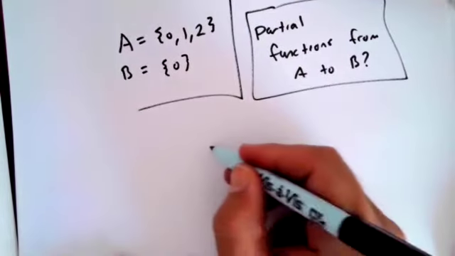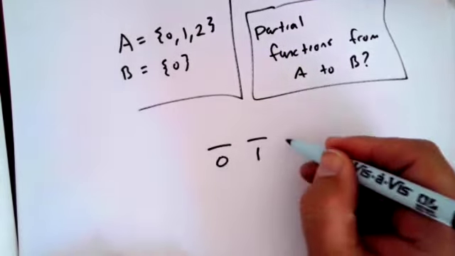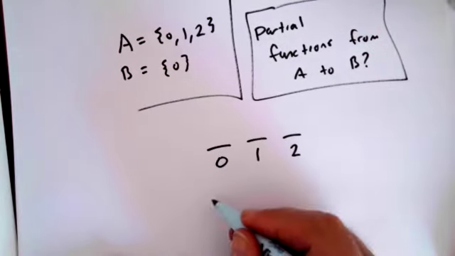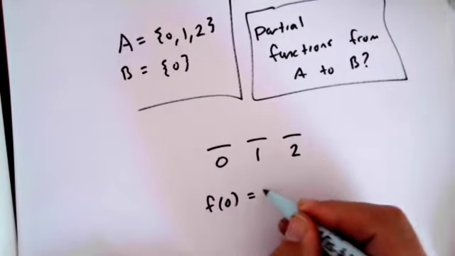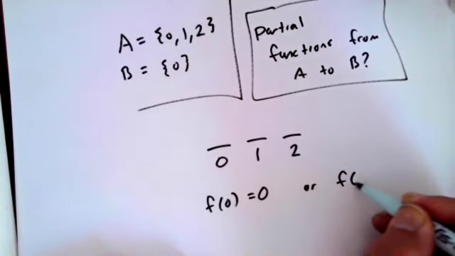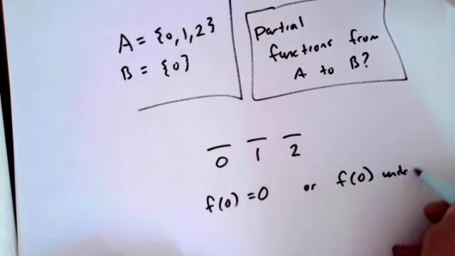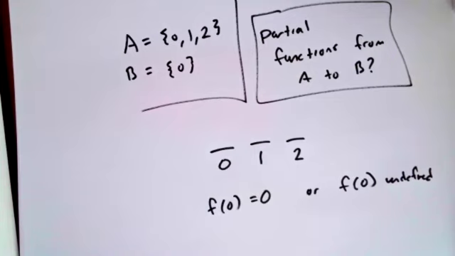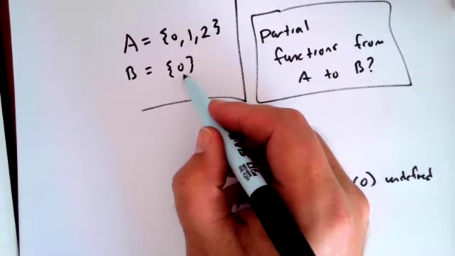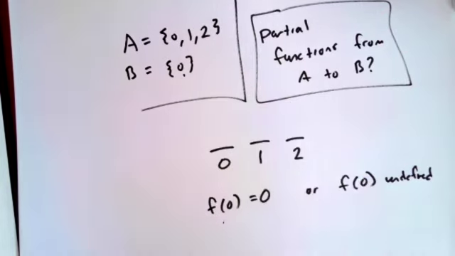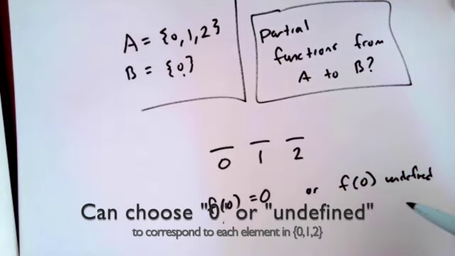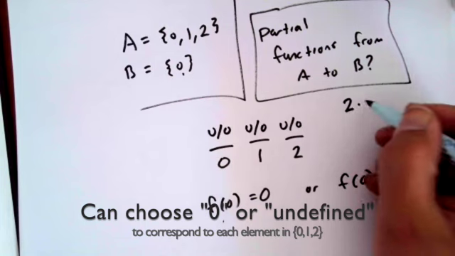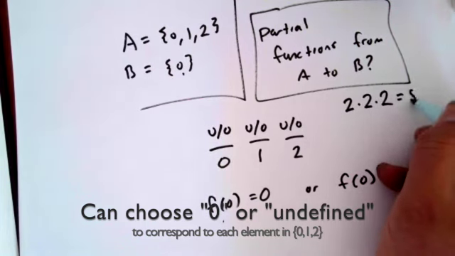And now I have to think, okay, what did I do? Well, I have 0, 1, or 2. And I could say f(0) is 0, or I could say f(0) is undefined. So for each slot, I have two choices. I can either set the value to be 0, which is the only element in the codomain, or I can choose to leave it undefined. So the number here is 2 times 2 times 2, which is 8.